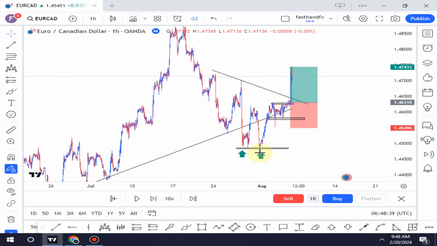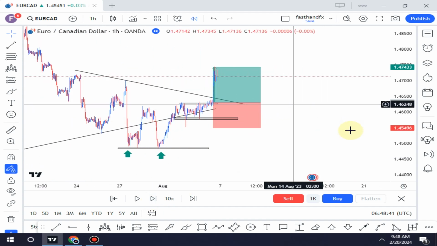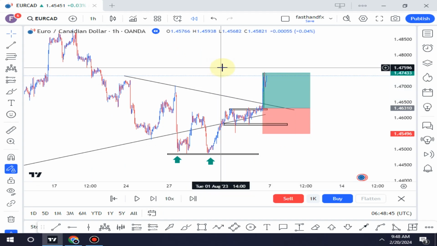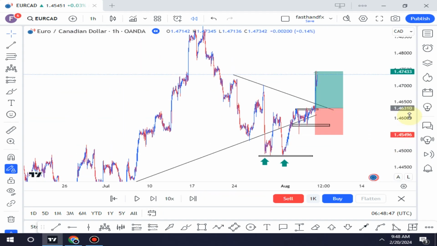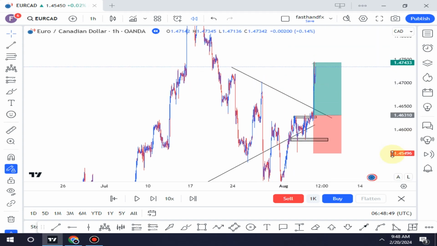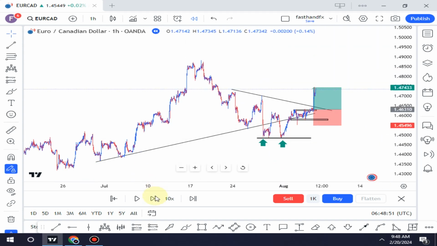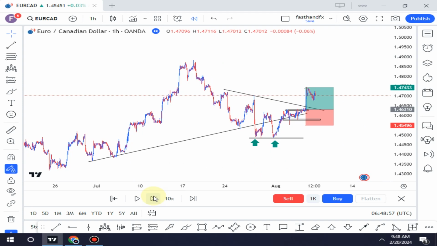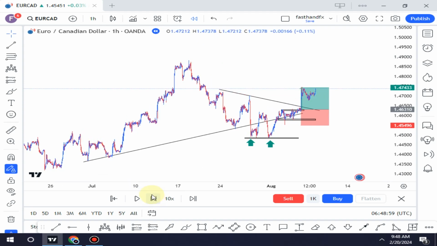Of course, we had a break, yeah, and that was hit. So that's amazing, you know. So we risked 80 pips and went for 100, so probably 1 to 1.5, you understand. So that was a very good trade. Let's see what the market did. Let's just continue following along and see how the market played out.